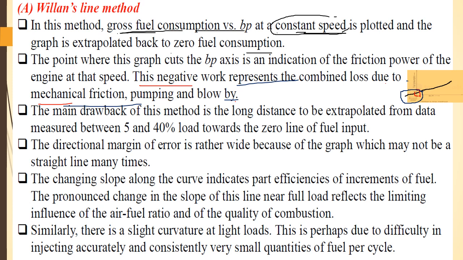So if we talk about the major drawback of this method, the main drawback is the long distance to be extrapolated from the data measured between 5 and 40% load towards the zero line of fuel input. It means we have to go from, you can say, full load to part load, and we have to move towards no load condition.